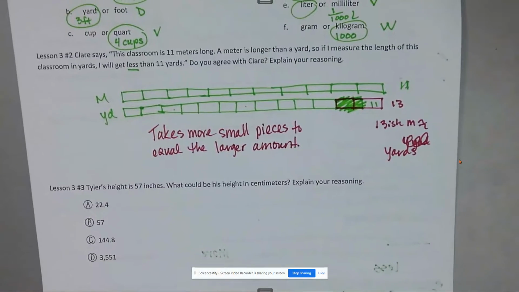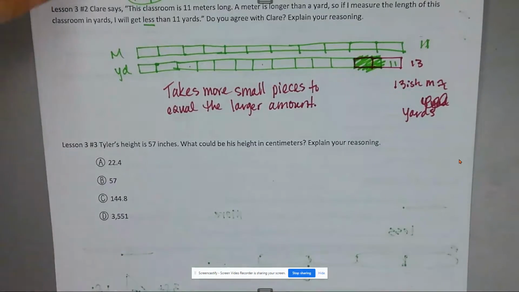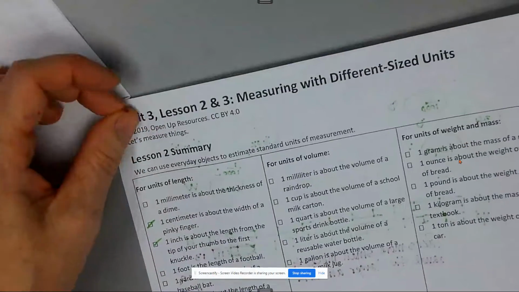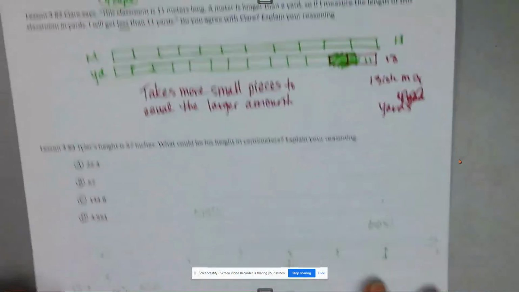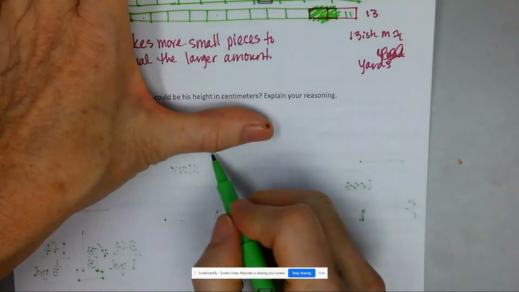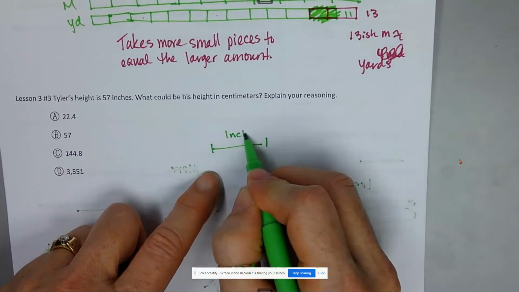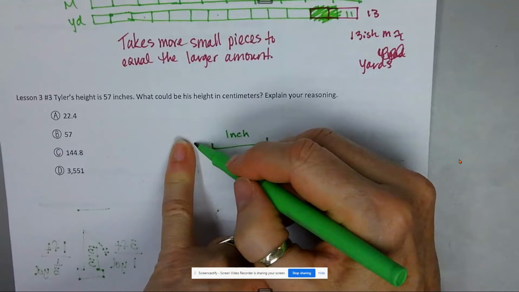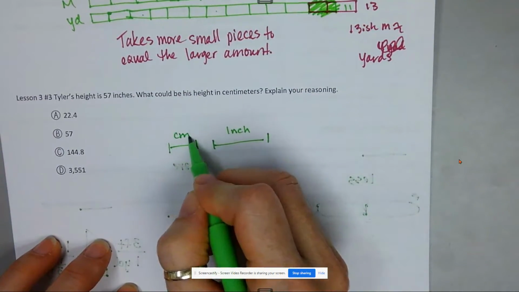Tyler's height is 57 inches. What would his height be in centimeters? So if I look back on the first page, an inch is about our thumb. A centimeter is about a pinky. So let's just do a rough estimate. There's my 1 inch, and there's my centimeter.